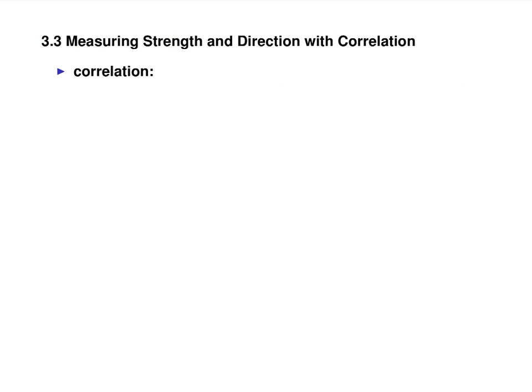So now another thing we're going to talk about is how do you measure how strong a relationship is? And so this is why you can't use the letter R for residuals. The strength of a relationship is called the correlation. So this is a number that indicates the strength and direction of a straight line relationship.